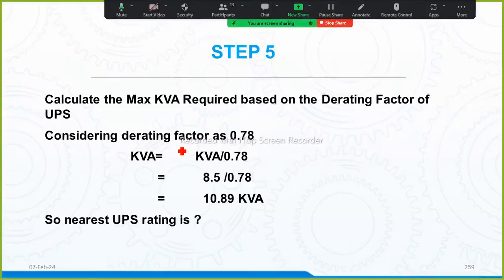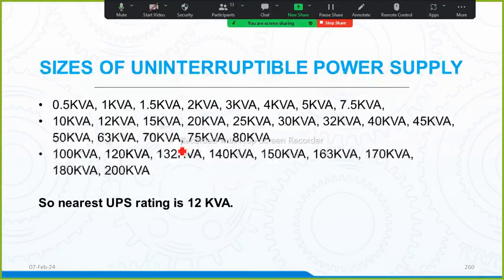So the nearest UPS size is how much? 10.89 means it's around 12 kVA. So I just checked with the market availability. I have taken the UPS size as 12 kVA. Okay. Now when you're taking 12 kVA, what is it that we need to do? Do we need to do checking here, guys?